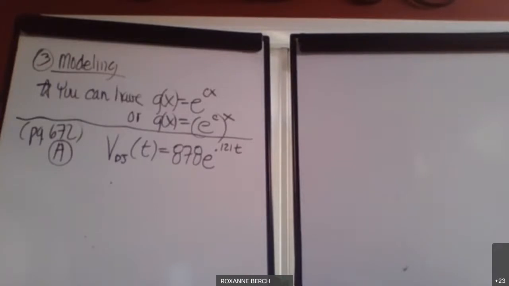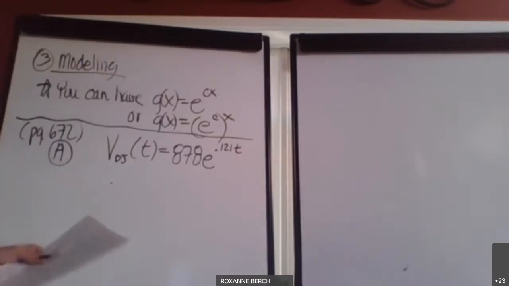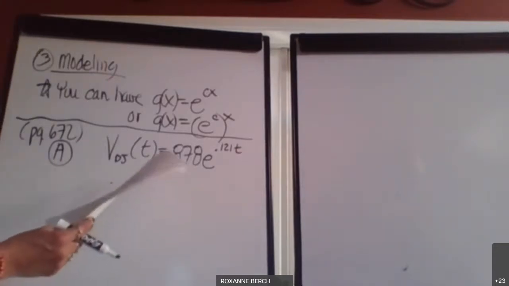Where t is the number of years after 1980, determine how many years after 1980 the Dow Jones Index reached 3,000. So don't forget what the variable is. They want to know what t is. All right, so watch how I'm going to do this.